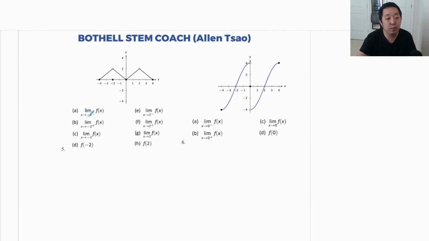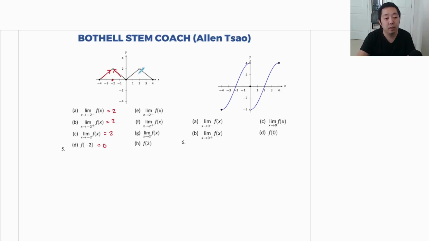Okay? Let's look at this one. The limit as x approaches negative 2 from the left. So here's negative 2, and I'm approaching from the left. The y value approaches 2. How about negative 2 from the right? Also approaching 2. So because the left and the right, negative 2, approach the same, the limit is also equal to 2. How about the value of the function at negative 2? There's a hole here. The value of the function is right down here, which is 0.